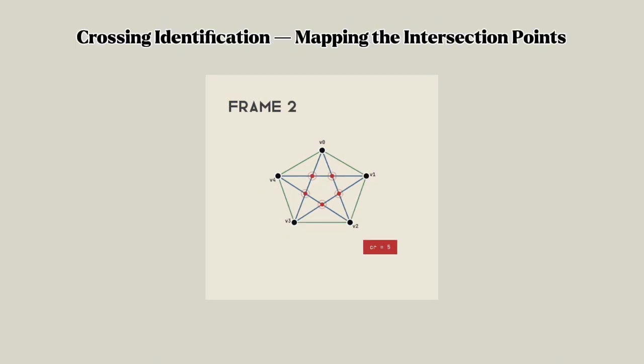Analysis step. Each pair of non-adjacent edges, meaning edges that do not share a common vertex, is examined to determine whether they intersect. Out of C(45) possible pairs of edges, 15 are non-adjacent pairs. In the regular pentagon configuration, 5 of these 15 pairs produce crossings. The red points indicate the locations of these crossings.